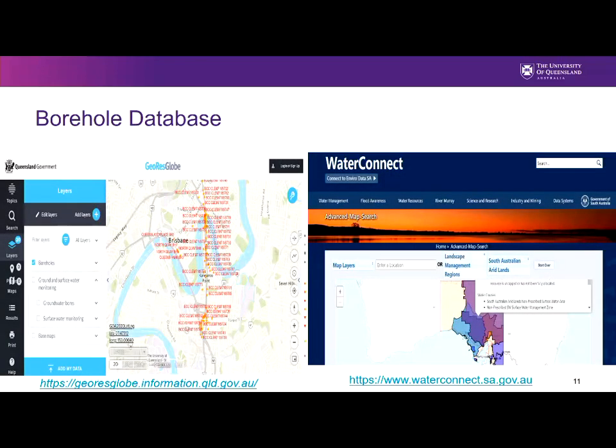I'm just showing you quickly the borehole database. This is an image of Water Connect. I use it for interest about what the water and aquifer conditions are around the potential Olympic site.